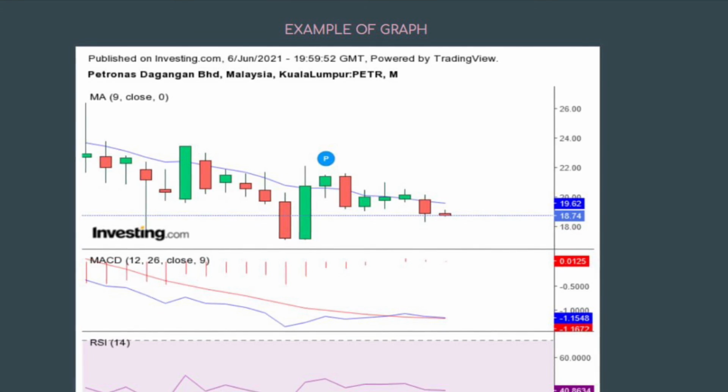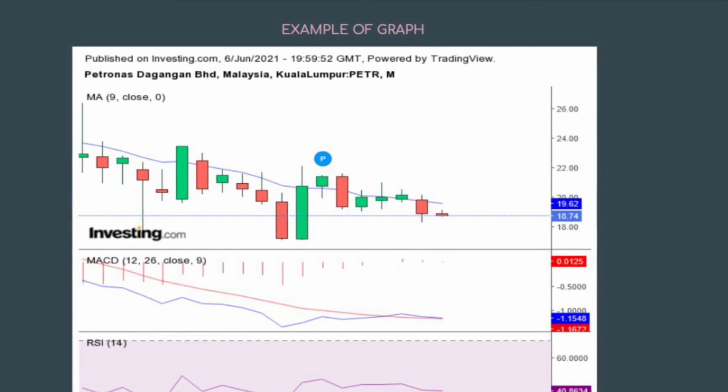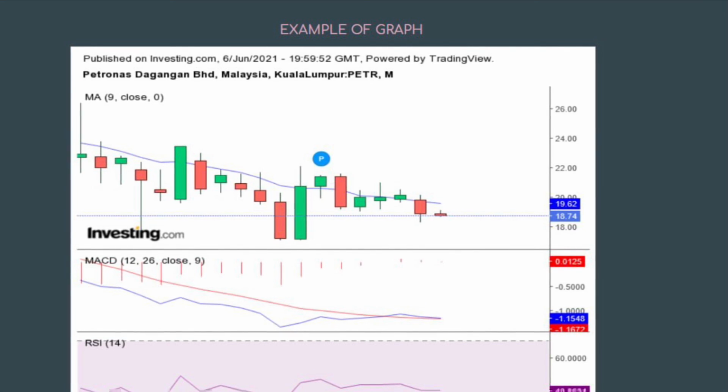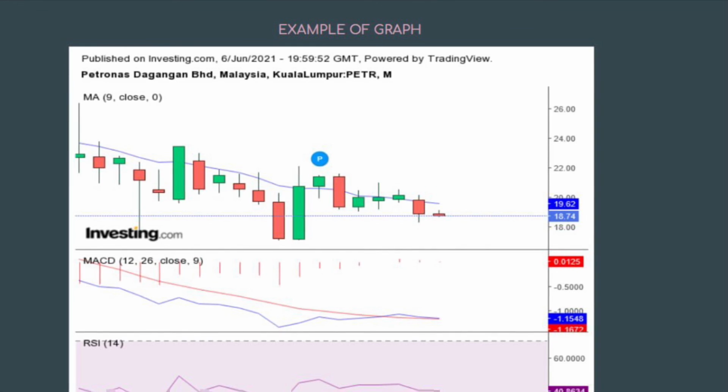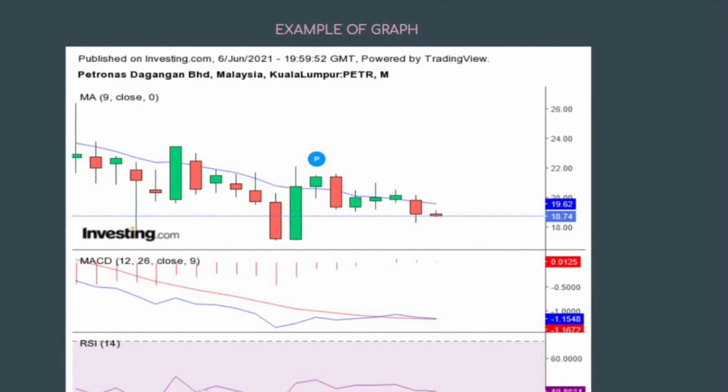The last one is RSI. RSI is indicated by the dotted line. During the 2020 period, if the line is getting below 30%, that means it is considered oversold.